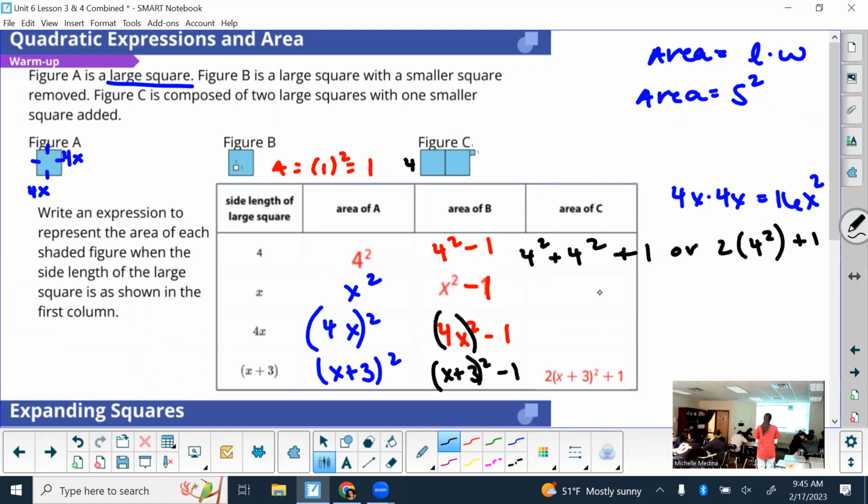Table 2. What about when it is x for the side length? All right, class, looks good. All right, I agree. Looks good for that one. Table 3, what about that last row that's not filled? 4x is the side length. What would the area of C be?